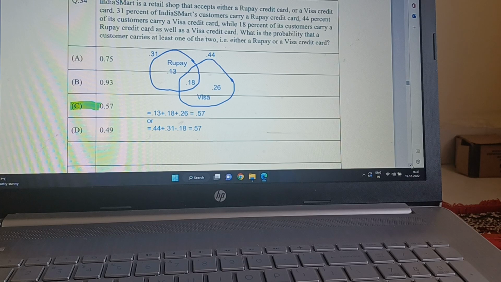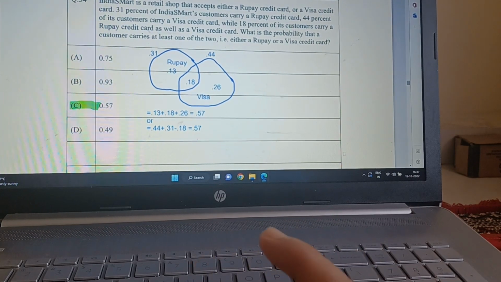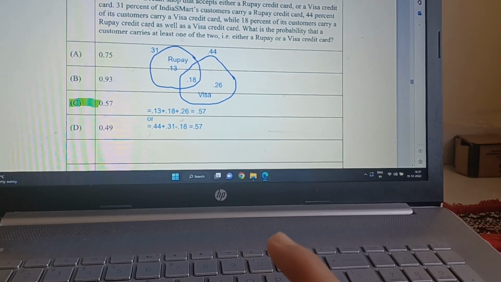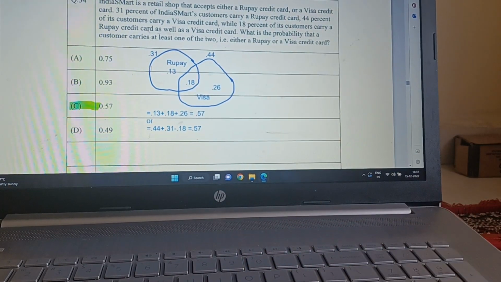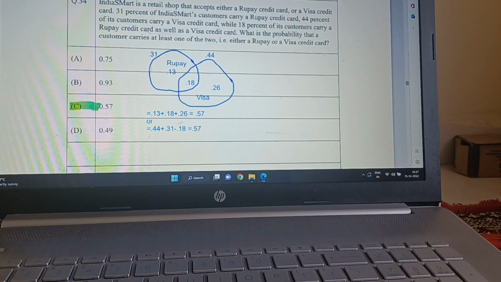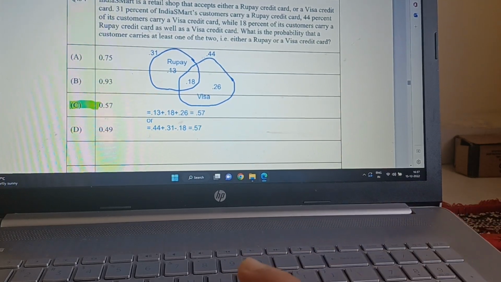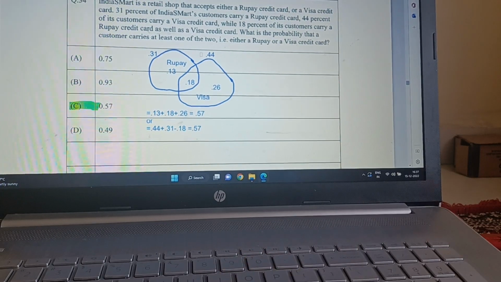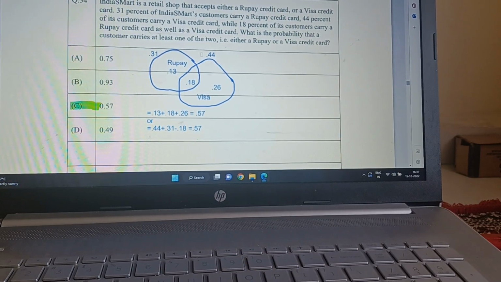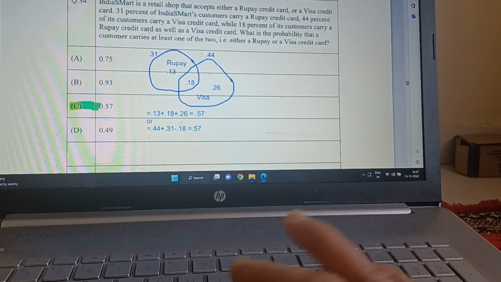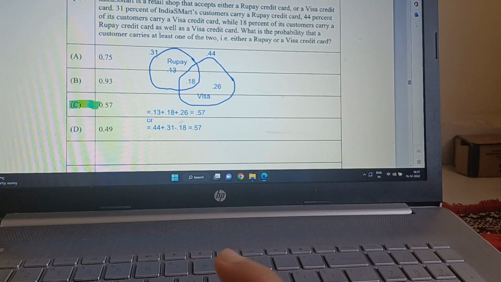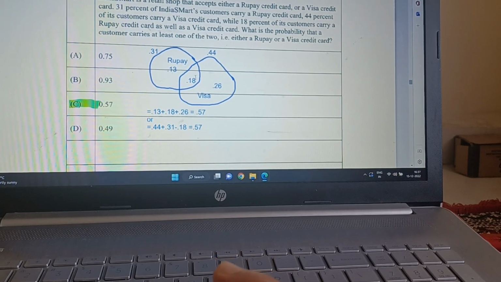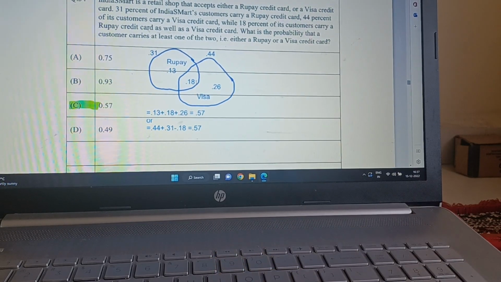31% of India Smart's customers carry a Rupee credit card. So that's what I made here in the Venn diagram, 31% with the blue one. And 44% of its customers carry a Visa credit card. So the Visa credit card is another circle, 44%. And 18% of its customers carry a Rupee credit card as well as a Visa credit card. So this intersection of Rupee and Visa is 18%, that is, both carry.